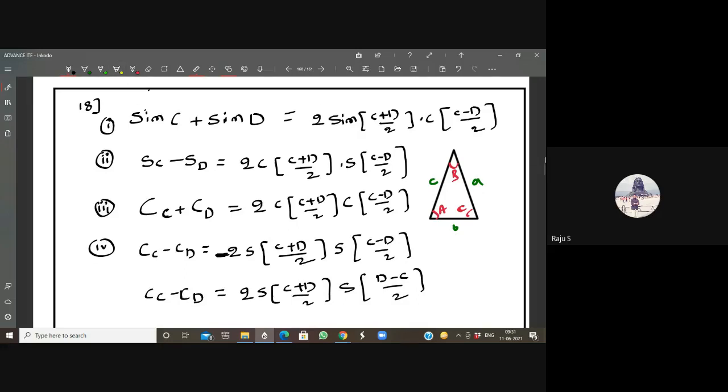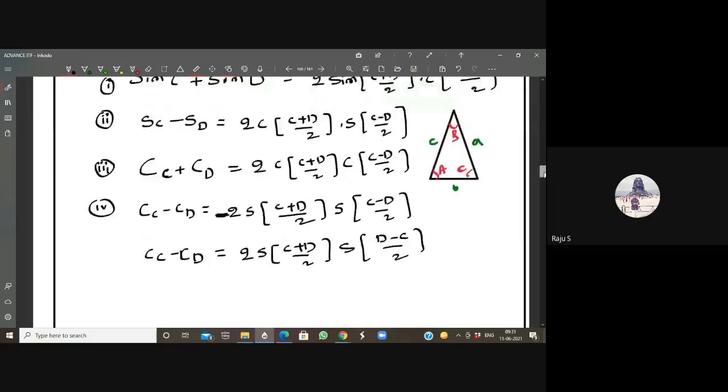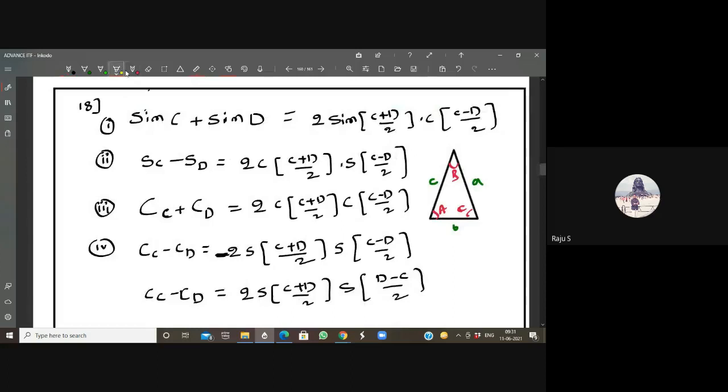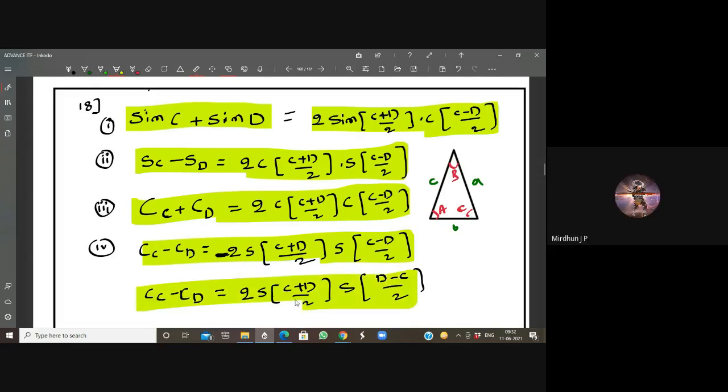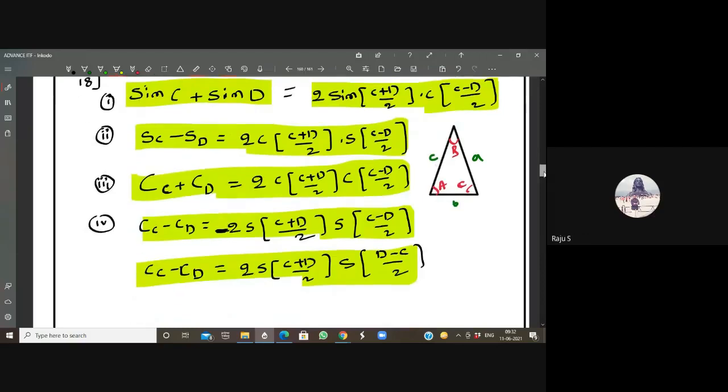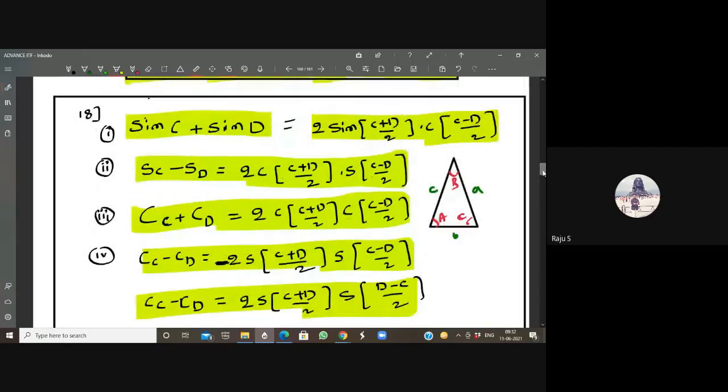Students, these four formulas are very, very important from the physics point of view. Sir, with the help of these formulas, what can we find? Yes, with the help of this.